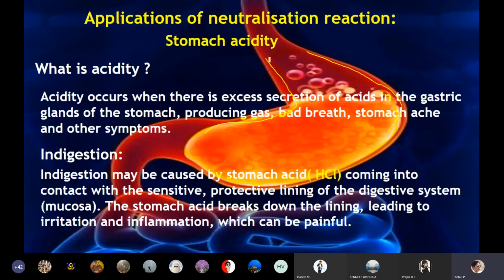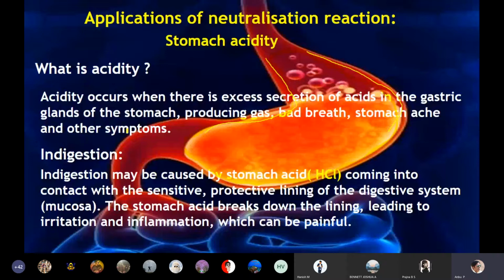So once acid in the stomach increases, it may try to come up into the esophagus. That is what is called heartburn. It gives a burning sensation to people, and automatically they will produce gas, bad breath, stomach ache and other symptoms. This condition of the stomach is called acidity. It is also called indigestion.